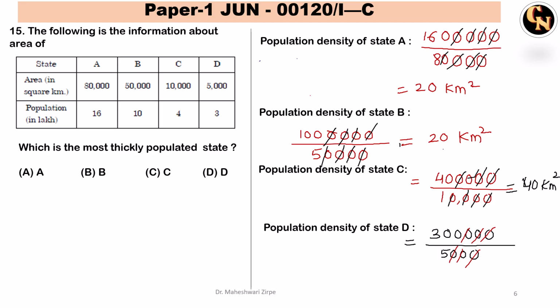How much is left? 300. So divided by 5 means it comes out to be 60. Correct, student? It will be coming out to be 60 square kilometer. So which is the highest?